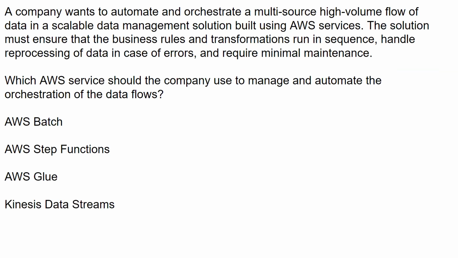A company wants to automate and orchestrate a multi-source high-volume flow of data in a scalable data management solution built using AWS services. The solution must ensure that the business rules and transformations run in sequence, handle reprocessing of data in case of errors, and require minimal maintenance. Which AWS service should the company use to manage and automate the orchestration of the data flows? Batch, Step Functions, Glue, Kinesis Data Streams.